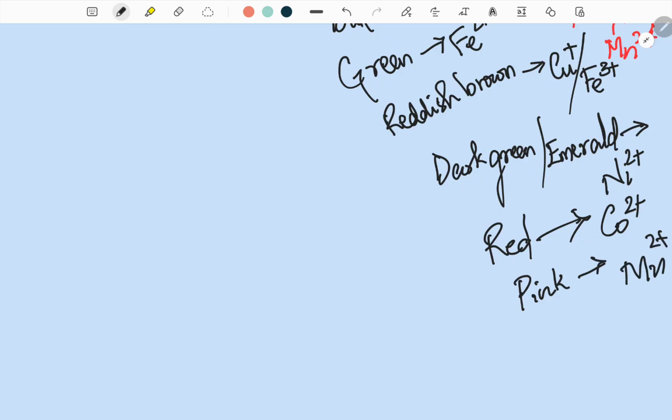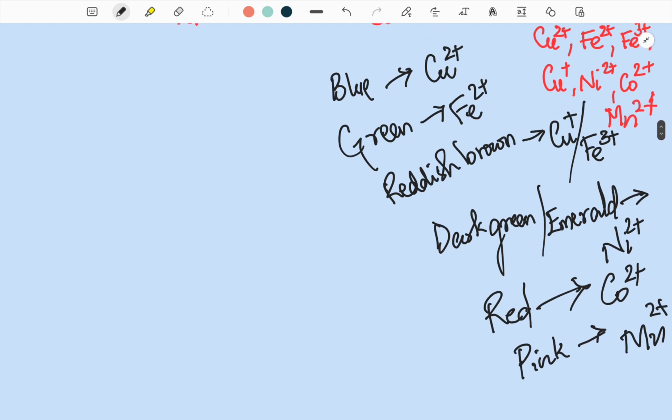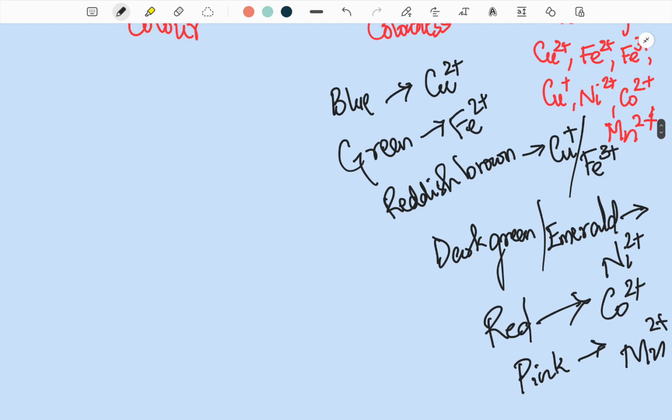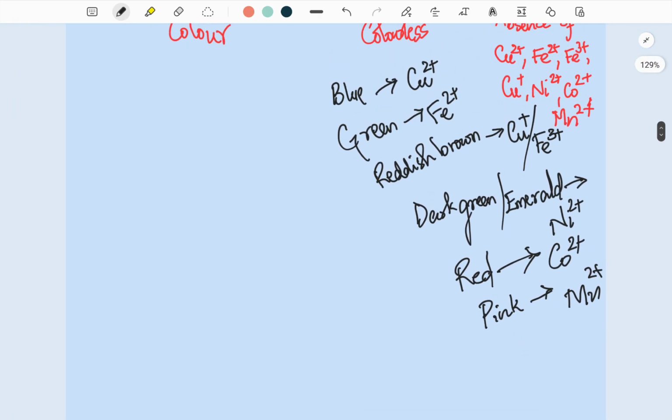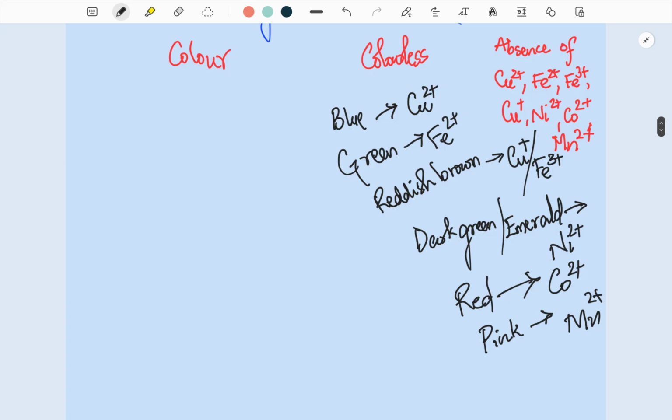And when I say pink, it is not a dark shade of pink. It is a very, very faint shade of pink, a very light and subtle pink color. It is not very dark, and from afar you may think it is white, but if you look closely you can see a light hint of pink in it. So if you're having a light pink salt, then it might be manganese.